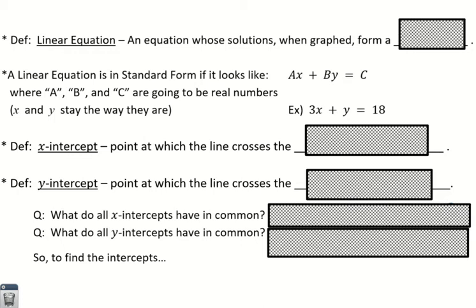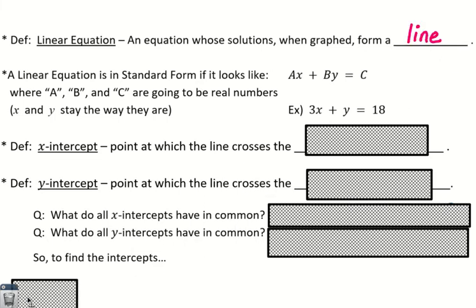And everywhere on there would have a solution. Again, infinitely many solutions. And this is the definition of a linear equation: an equation, just like the one we just worked with, like x plus y equals 6, whose solutions, when graphed, form a line.